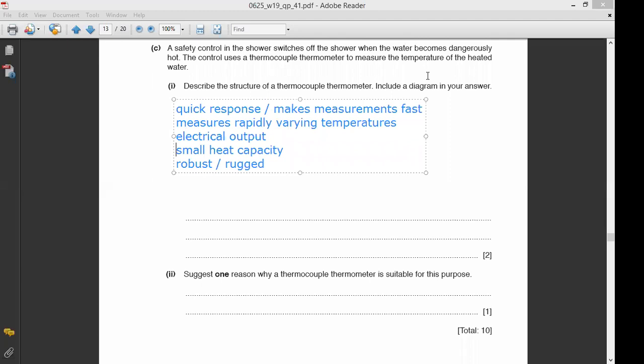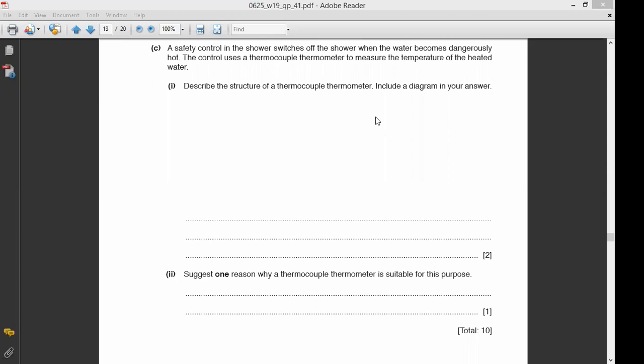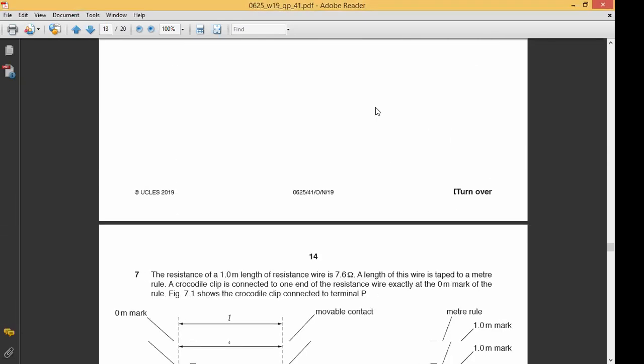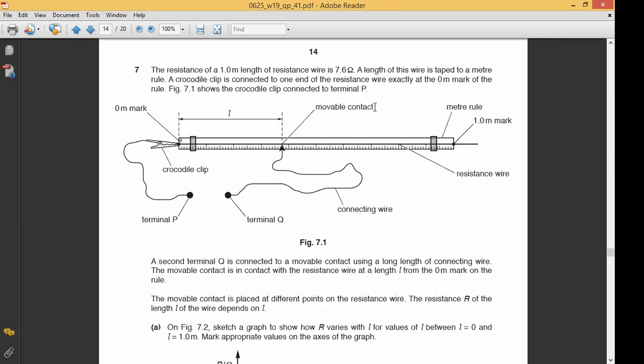Have you gotten all this, please? Yes, sir. Okay, so I can clean it up. It's okay. Wow, that was 10 marks. Good. Number seven.